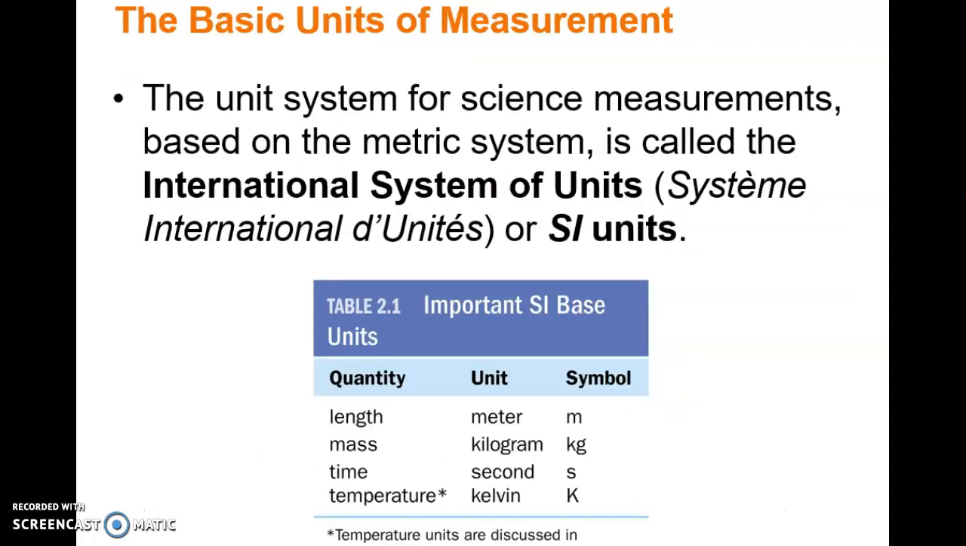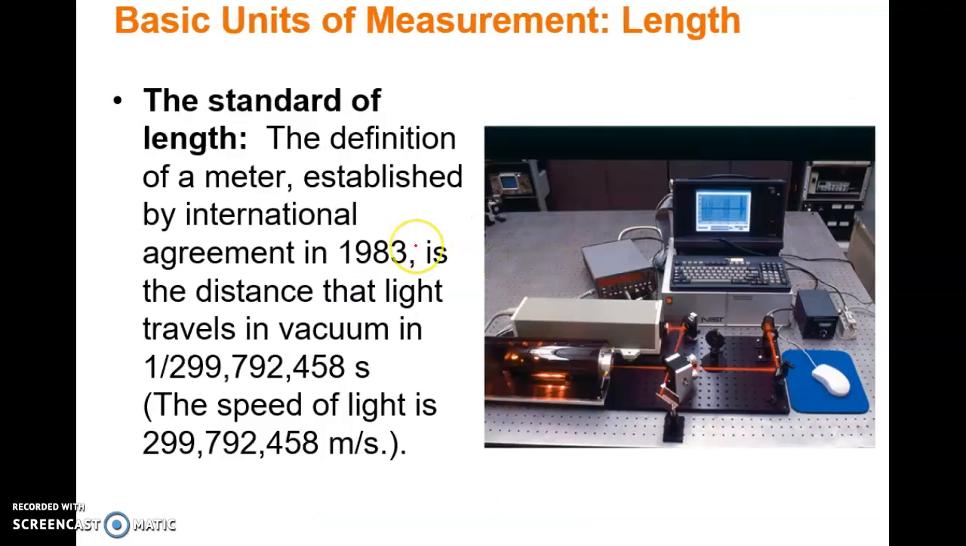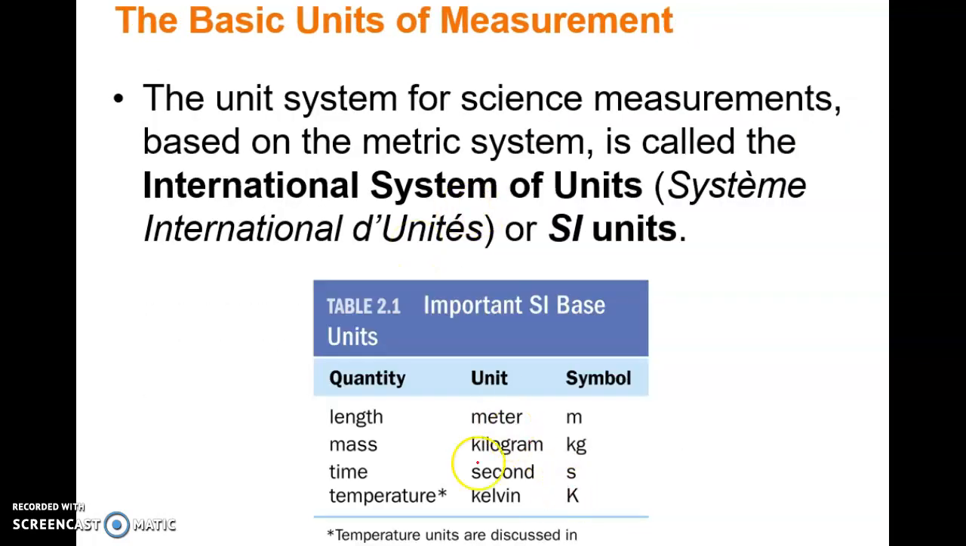In chemistry, our basic units of measurement are the SI units. All right, so for length, our base unit is going to be meter, okay, or m. For mass, it's going to be kilogram. A lot of times you'll just see gram, okay. And time is seconds, and temperature is Kelvin.